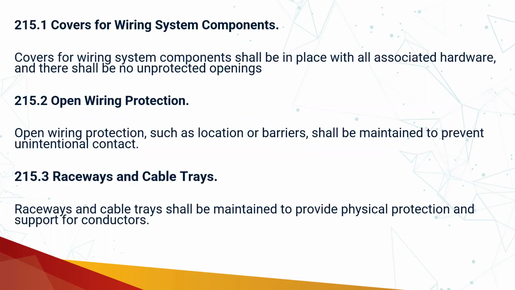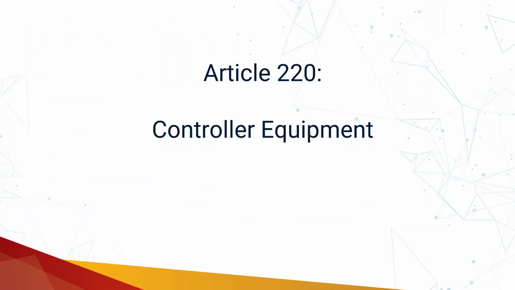215 talks about premises wiring. It covers the wiring system components, which shall be in place with all associated hardware and shall be no unprotected openings. So all those wirings of the system should not be exposed open, so that there are no chances of unintentional contact.